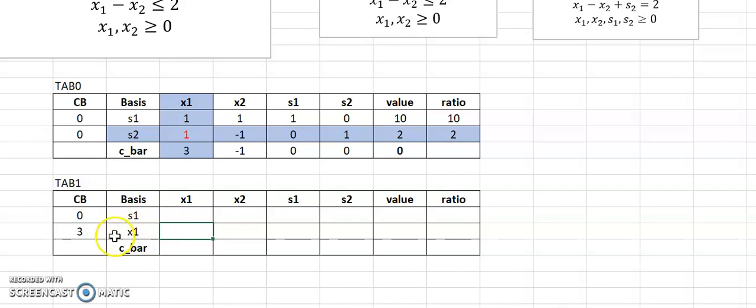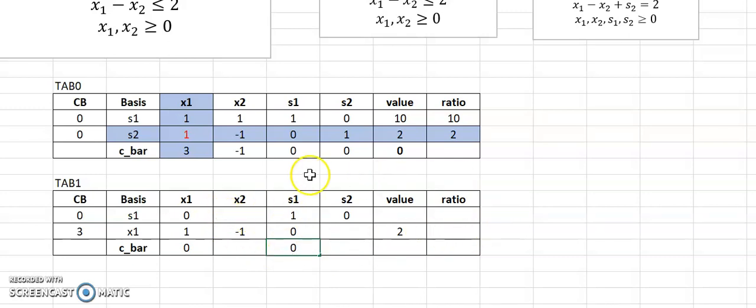Okay, so we're going to fill in this row, and it's filled in like this. We just divide each element in this row by the pivot element, which here is 1. So we're going to have 1, minus 1, 0, 1, 2. Now we're going to put in zeros for the variables in the basis. So for x1, we have zeros here, and for s1, we have zeros in here.